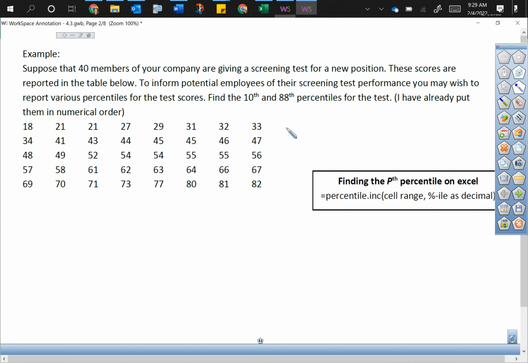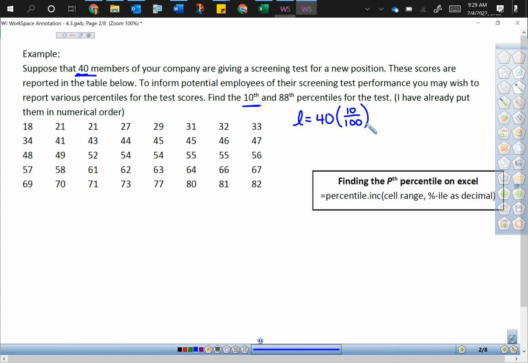So to find the 10th and 88th percentiles, here's what we're going to do. First of all, we need to figure out how many we have. How many members did they give the test? 40. They said we had 40 members. And to find the 10th percentile, we're going to substitute that into the formula that we already talked about. So L equals, N represents the number of observations, so that's going to be 40 times, and the capital P is the percentile you want to find. We want the 10th percentile, so it's going to be 10 over 100.